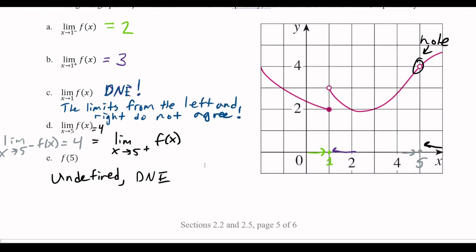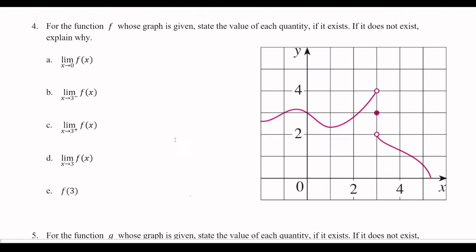All right, so there you go. Let's try one more. Same thing as the last one. So let's get into it. Go back to blue. All right, what happens at 0? Well, let's go to 0. 0's right here. As I go from the left, it looks like 3. As I go from the right, it looks like 3. So that's 3. That's it.